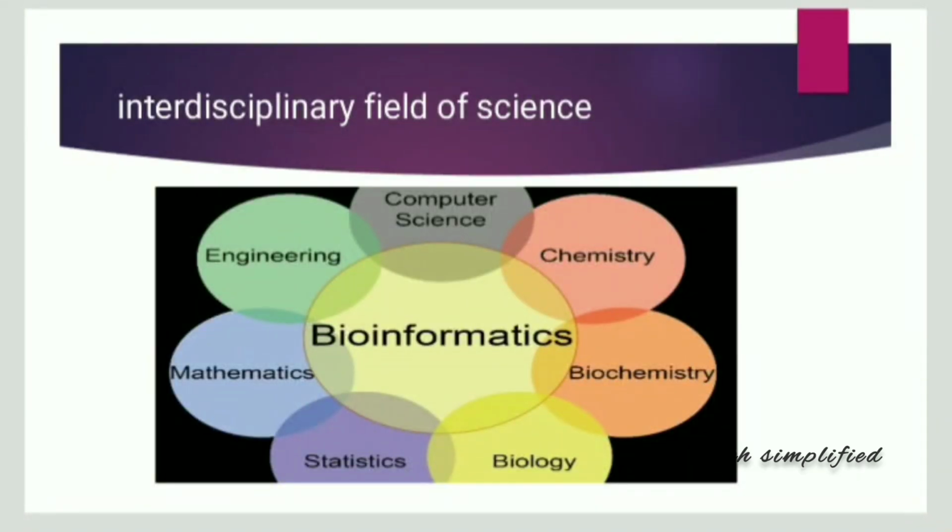We can see that bioinformatics is an interdisciplinary field of science because in bioinformatics there are several branches of science which have been combined to form the branch bioinformatics. So in bioinformatics there is computer science, biology, chemistry, biochemistry, statistics, mathematics and engineering. All these fields together form the branch of science known as bioinformatics.